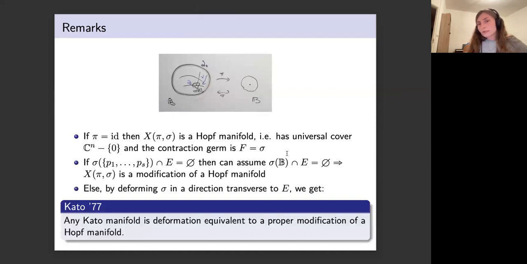But however, even when this happens, you can still always analytically deform σ in the direction which is transverse to the exceptional divisor, so as to get outside of it. And while doing this, you can construct an analytic family of deformations of your Kato manifold to a manifold which is a modification of a Hopf manifold. So this was done by Kato, but I hope it's clear that it should work.